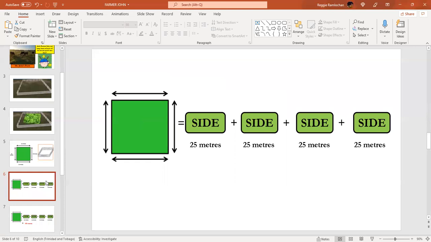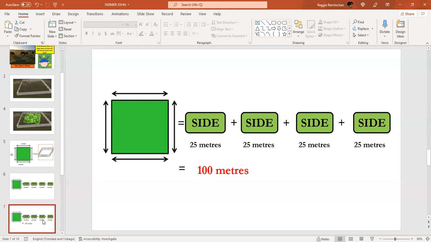Miss, 25 by 25 by 25 by 25. Oh, 25 meters. Miss, it could be 100 meters. Yes, very good. 100 meters. Yes, so 25 plus 25 plus 25 plus 25 would give you 100 meters.